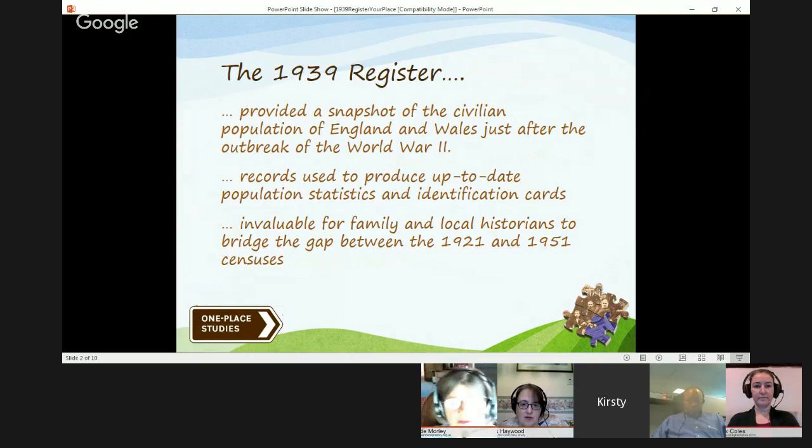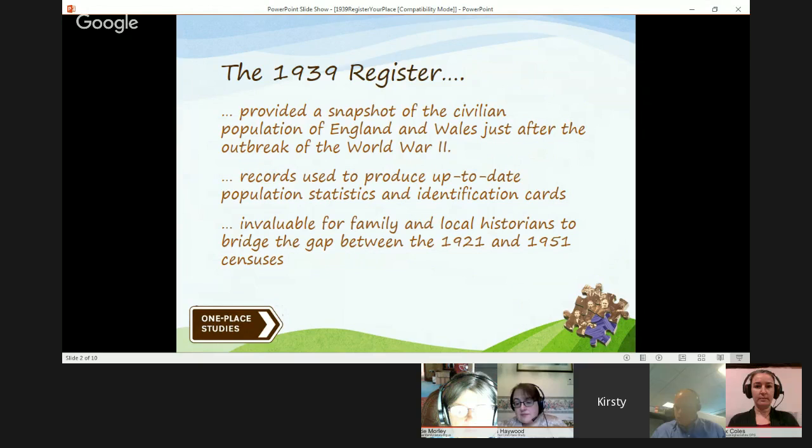And once the rationing was introduced in January of 1940, it was used to facilitate the issuing of those rationing cards as well. The information on the register was used to administer conscription and to also monitor and control the movement of population, because obviously, as most of you who've done anything on World War II will realise, there was quite a lot of evacuation during World War II.